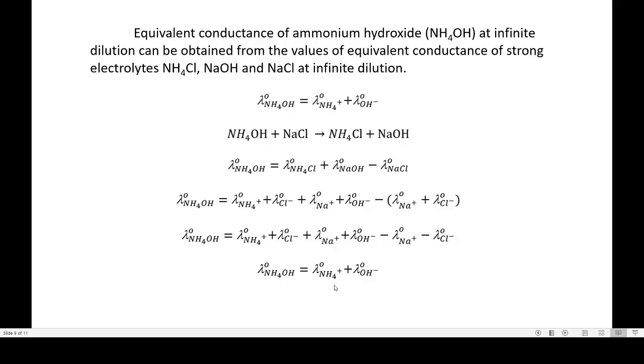So remaining will be lambda naught of ammonium ion plus lambda naught of hydroxide ion. So that is the sum of ionic conductance of ammonium ion and ionic conductance of hydroxide ion at infinite dilution, which will be equal to the equivalent conductance of ammonium hydroxide at infinite dilution. So knowing the values of equivalent conductance at infinite dilution for strong electrolytes, we can calculate it for a weak electrolyte.